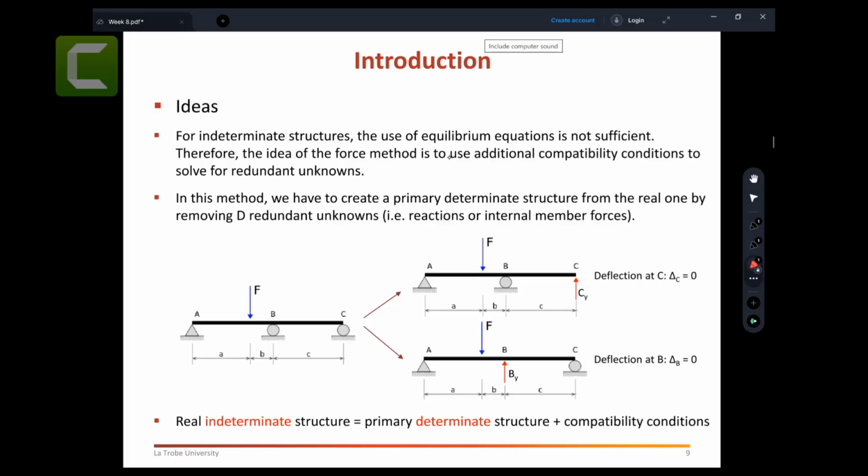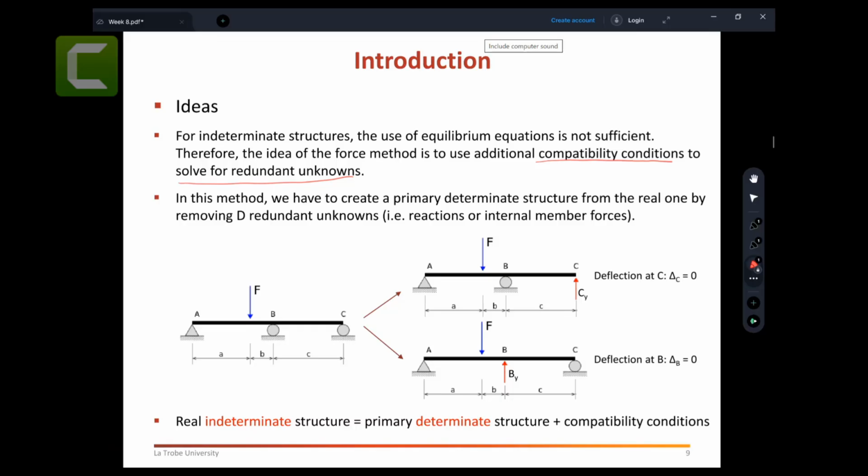Therefore, the idea of the force method is to use additional compatibility conditions. We need additional equations that are called compatibility conditions. That is a new word for you. Don't worry about it, I will tell you what compatibility conditions are. I hope you understand indeterminate structures. Now let me help you with the compatibility condition to solve the redundant unknown force. You have three equilibrium equations that you keep with you. We don't want to forget that.